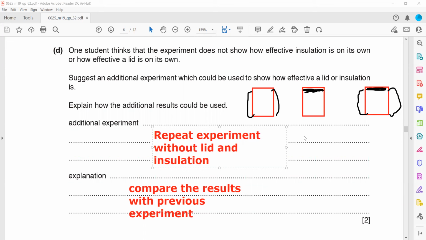Either you repeat the whole experiment with insulation and lid, or you can repeat the experiment without insulation and lid to compare the result, because both ways you can compare and get the answer. So both answers are correct.